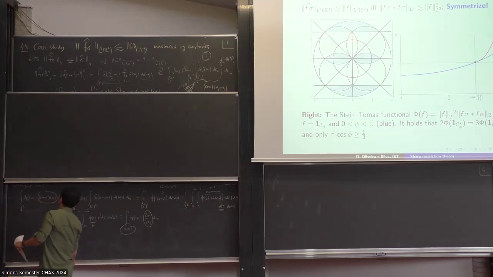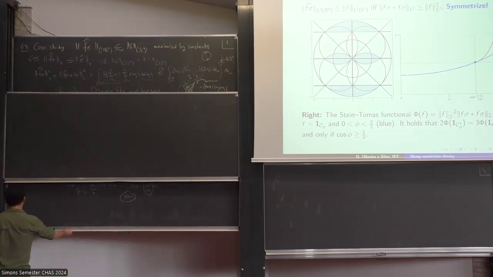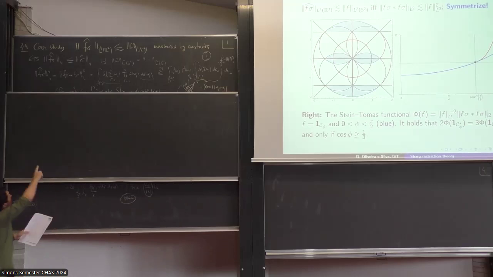Okay, so we need to gain the form of a magical identity by asking who in 2013 observed the following. The thing we're trying to estimate, this L4 norm of f sigma hat, is expressed in terms of an integral with a delta function, and the delta function says we only have to look at 4 tuples of vectors that sum to 0. Right?